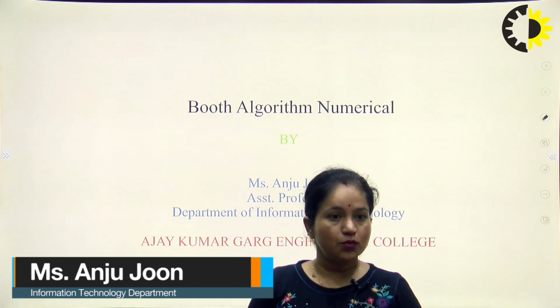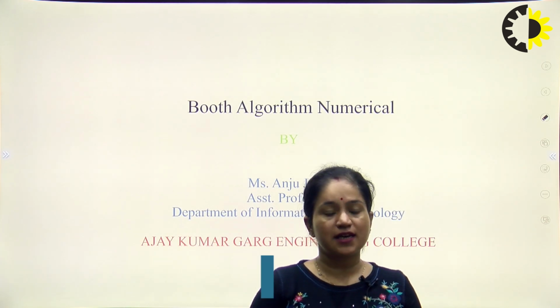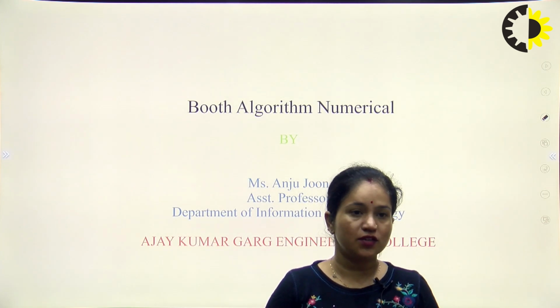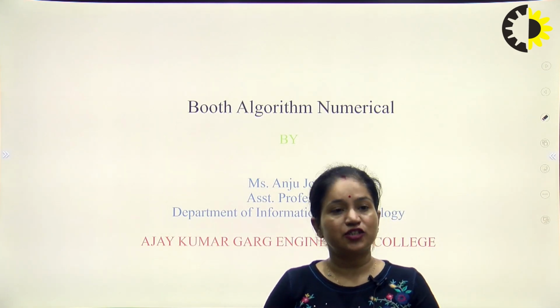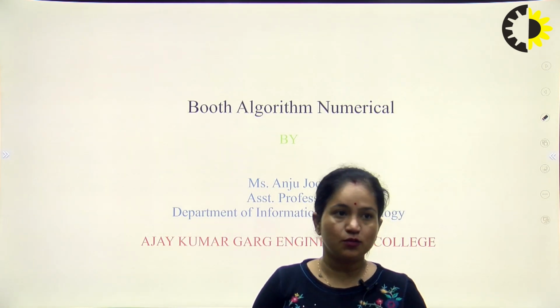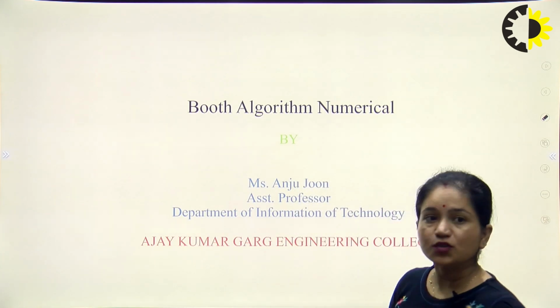Today we will do the numerical on Booth algorithm. In the last lecture we completed the concept of Booth algorithm, and as we discussed, in the next lecture we will go for the numerical. So today we will do the numerical of Booth algorithm for the minus number.